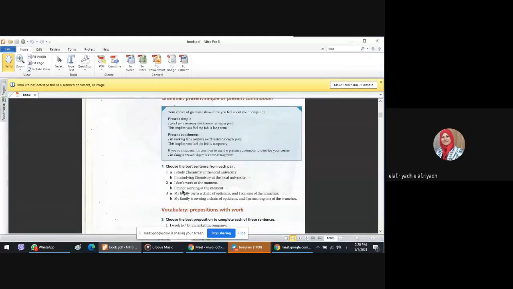Present simple is used for facts and habits, and sometimes we use it with adverbs like every day, usually, sometimes. Okay, well, present continuous is used for what we call the same time of speaking, when someone is speaking now. You are right, when you are talking about temporary, or what we call at the same time of speaking. Okay, good.